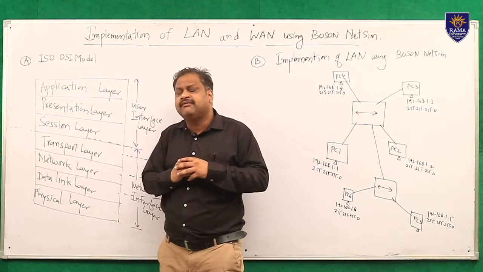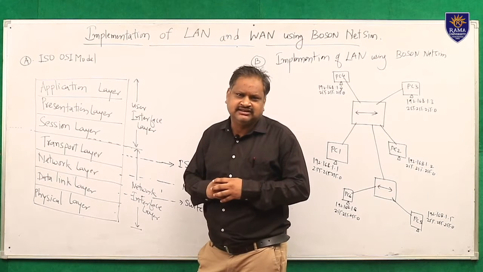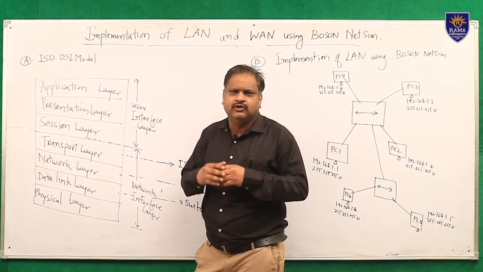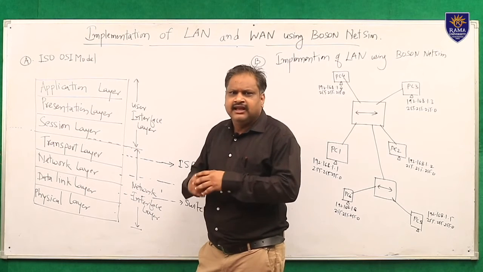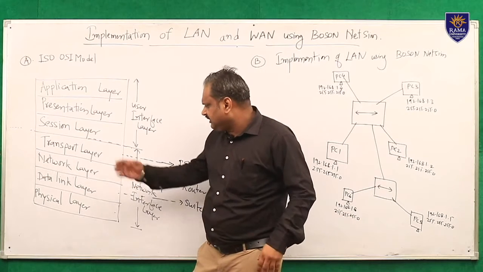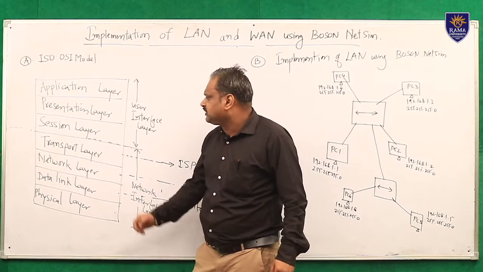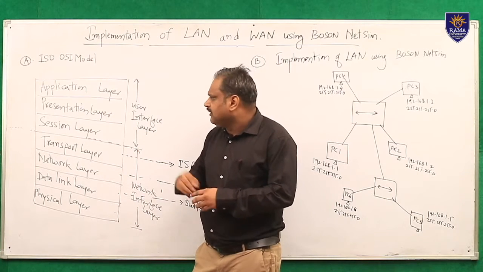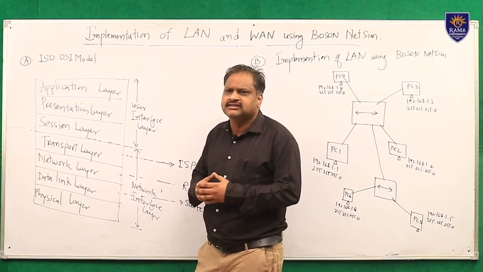I am giving brief information about the ISO OSI model because when we use the devices that we have implemented, you have to understand where we are utilizing that device. The ISO OSI model contains 7 layers. First layer is the physical layer, second is the data link layer, third is the network layer, fourth is the transport layer, fifth is the session layer, sixth is the presentation layer, and seventh is the application layer.